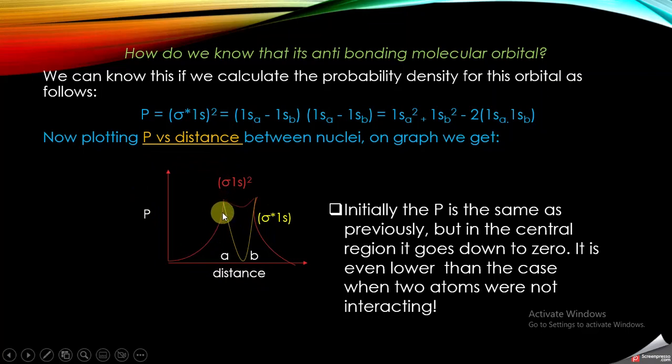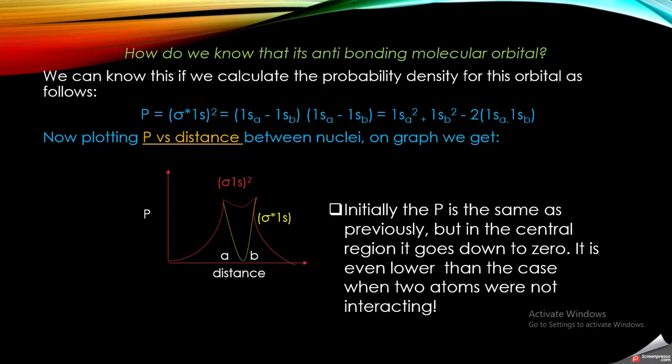Here it is similar around the nuclei, but in the center you see this yellow line now represents the antibonding molecular orbital, sigma star 1s. This red line is again for the sigma 1s when you have constructive interference, and this yellow line is the destructive interference. When you see the probability density between these two nuclei A and B, it almost goes to 0.